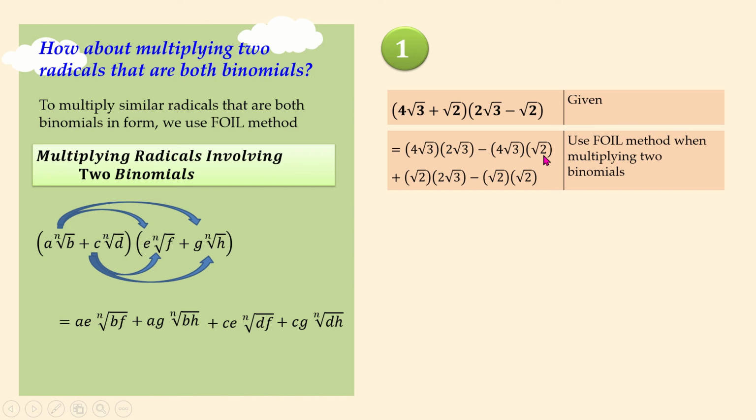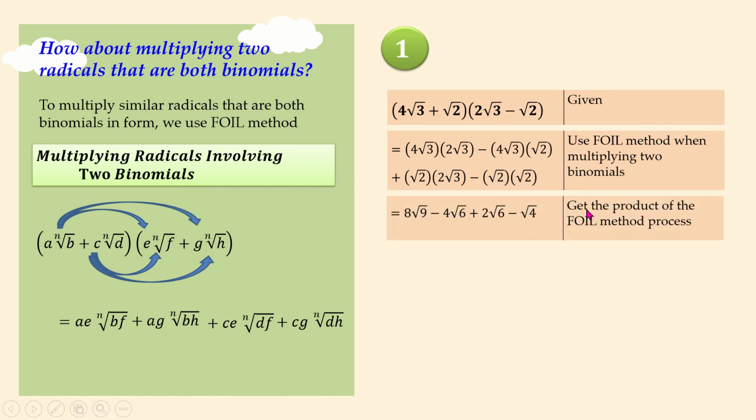Next, inner: square root of 2 times 2 square root of 3. Plus times plus, they are all positive, so it is plus square root of 2 times 2 square root of 3. Next, last term times last term: positive square root of 2 times negative square root of 2. Positive times negative is negative: square root of 2 times square root of 2.